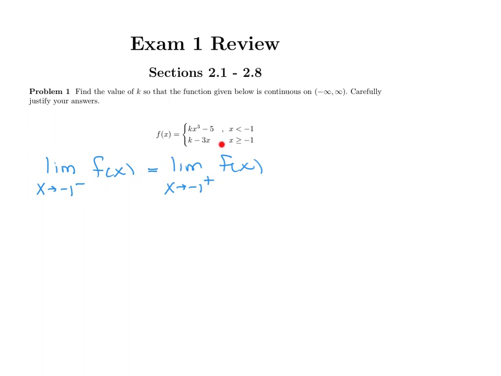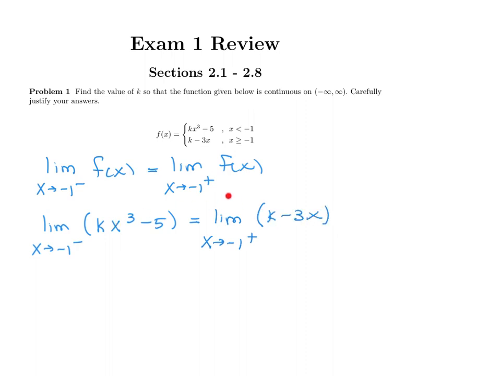Well, if we approach -1 from the left, we're using this portion of the definition. So in place of f of x, I can substitute k times x cubed minus 5. So on the left side, this is the limit as x approaches -1 from the left of some constant k times x cubed minus 5. Likewise, the limit as we approach -1 from the right depends on this portion of the definition. I'll replace f of x with k minus 3x. So this is the limit as x approaches -1 from the right of k minus 3x.